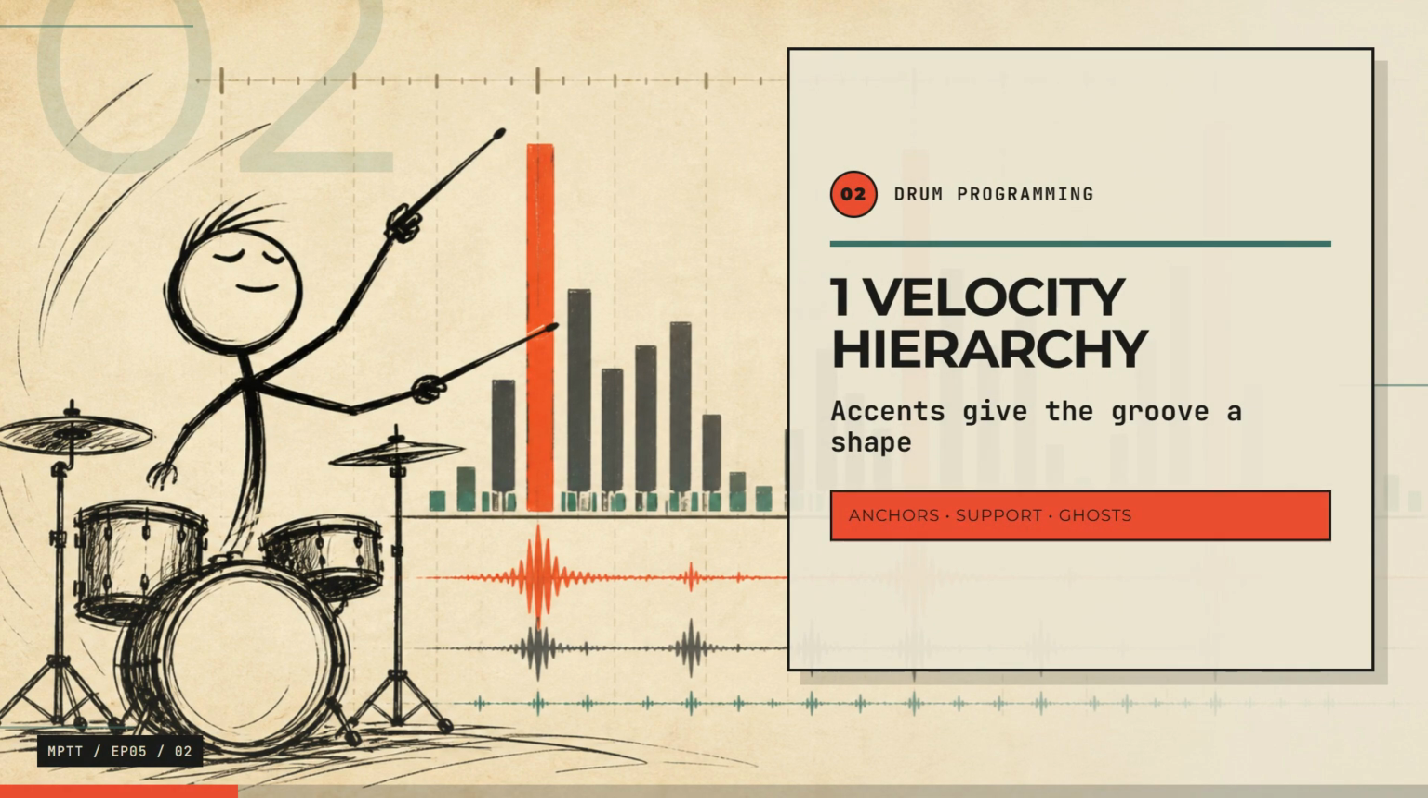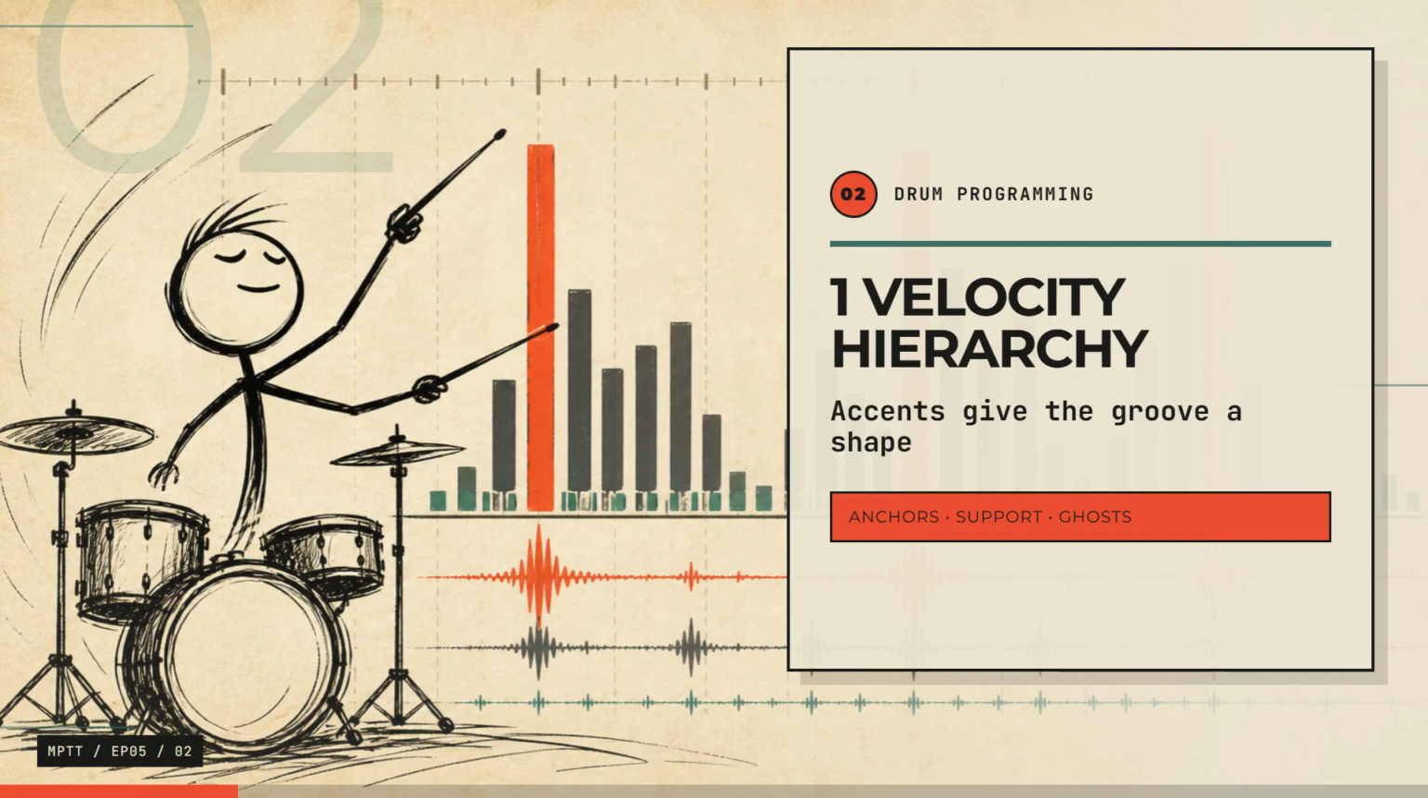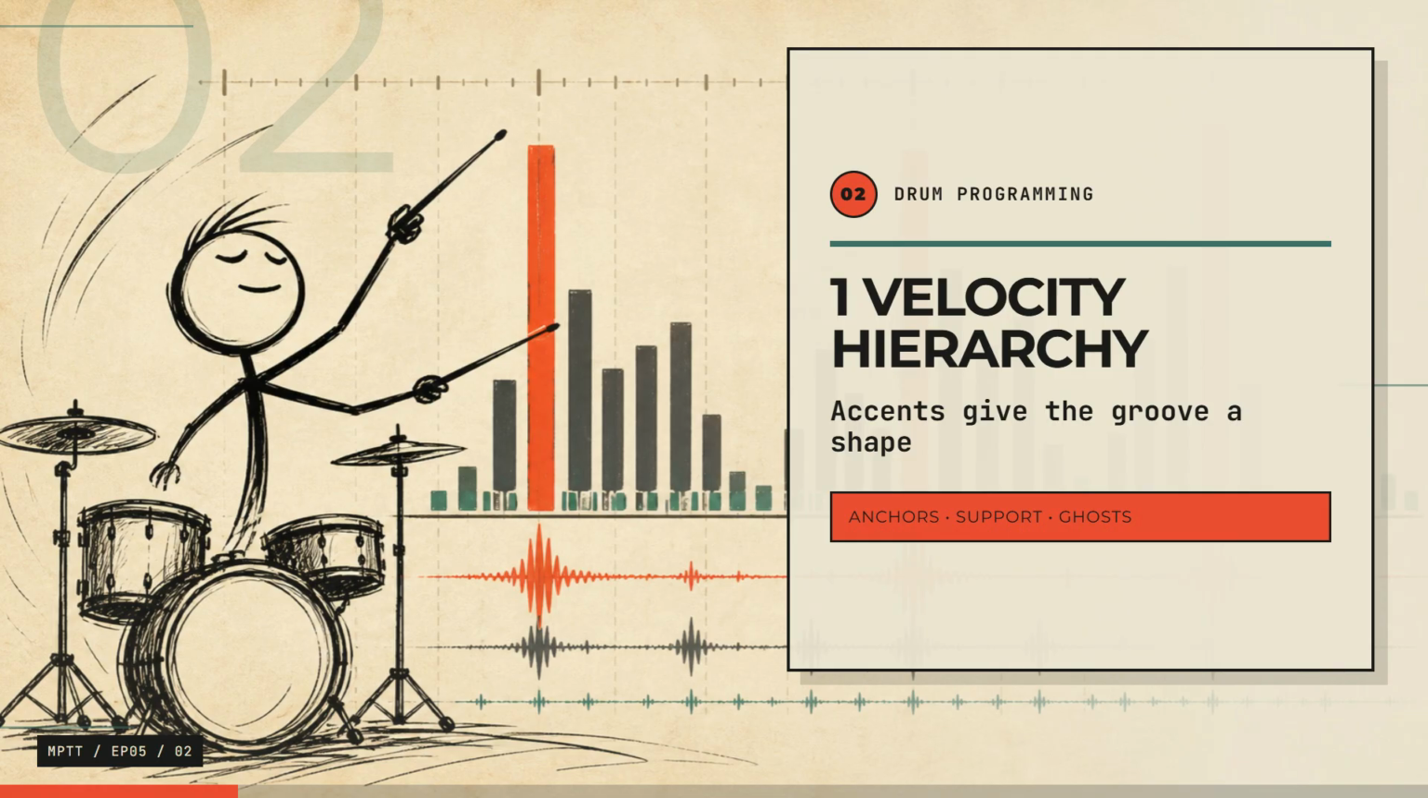Tip 1. Build a velocity hierarchy. If every MIDI note has the same velocity, the instrument receives no information about accents or touch. Depending on the drum library, velocity may change volume, trigger a different sample layer, alter the attack, or switch to a different articulation. That means a velocity edit can change both level and tone.